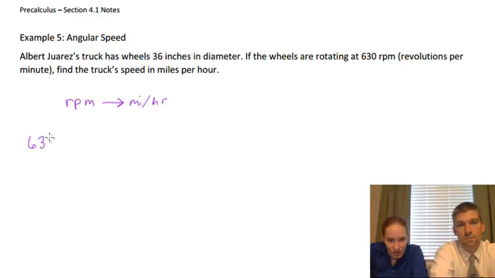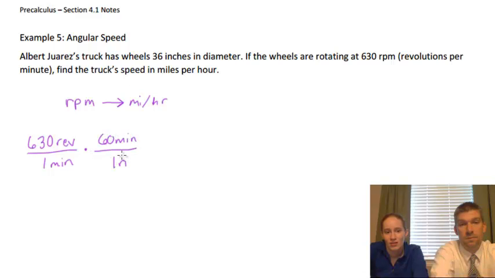So 630, we got revolutions on top for 1 minute. We want to get to miles per hour. So I like to deal with the time first, because I think that's easier. Yeah, definitely easier. So yes. There's 60 minutes in 1 hour. Okay. Now we're done with the time because we canceled out minutes.